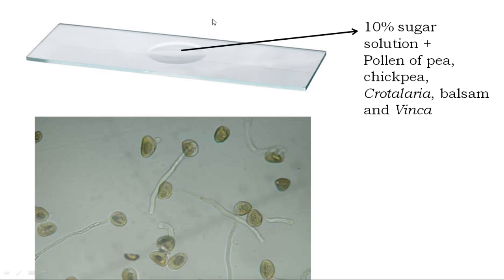10% sugar solution, and you have to wait for about 15 to 30 minutes. And after 15 to 30 minutes, if you observe them under microscope, you will see that the pollen grains, they have germinated. You can see the pollen tubes over here, right? So this is the experiment that we have to do in the laboratory later on, right?